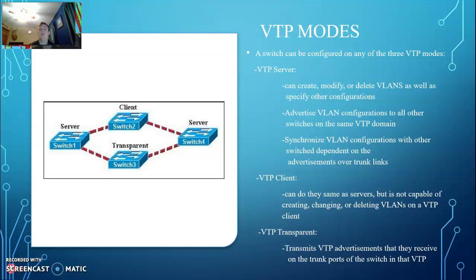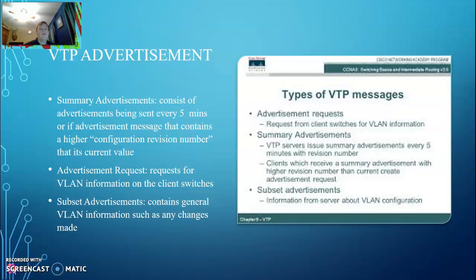Speaking of advertisements, now that we know the VTP modes, we must also know the VTP advertisements as well. There are three types of VTP advertisements, which are summary advertisements, advertisement requests, and subset advertisements. Summary advertisements are sent every 5 minutes in regards to the revision. Revision number is a 32-bit number that helps indicate the level of revision in a VTP packet.